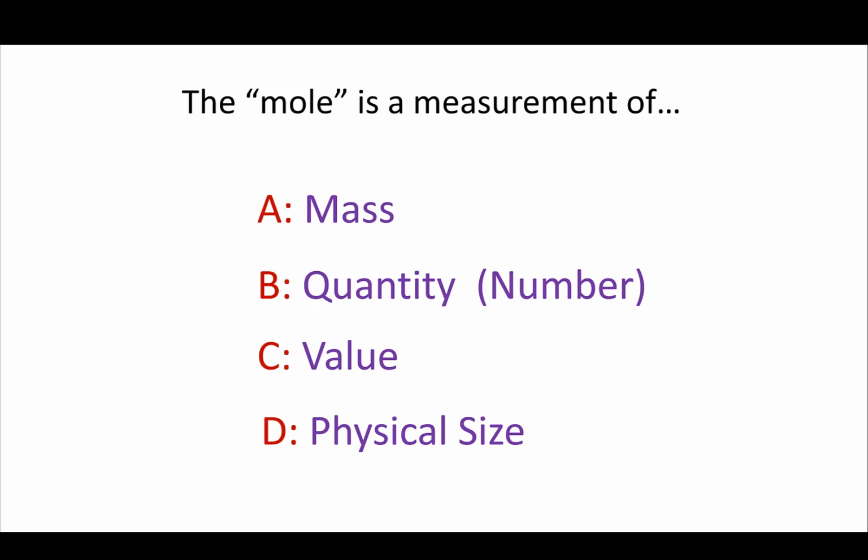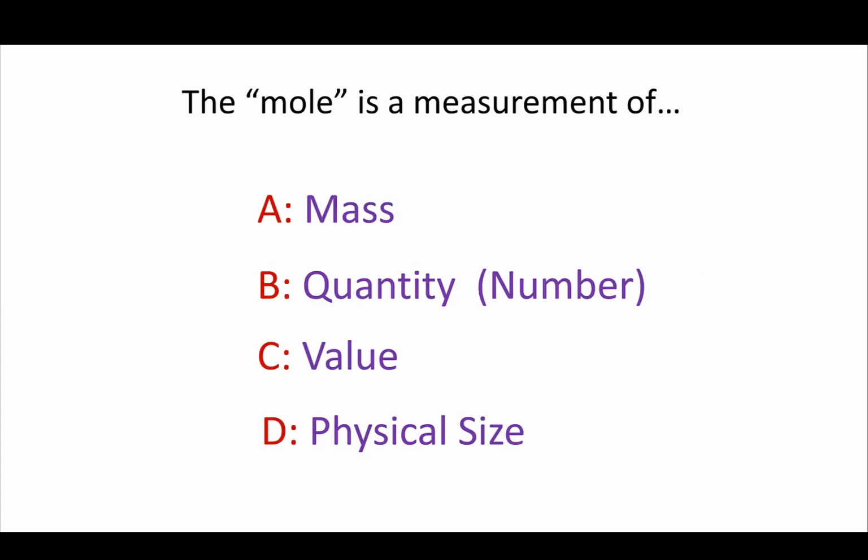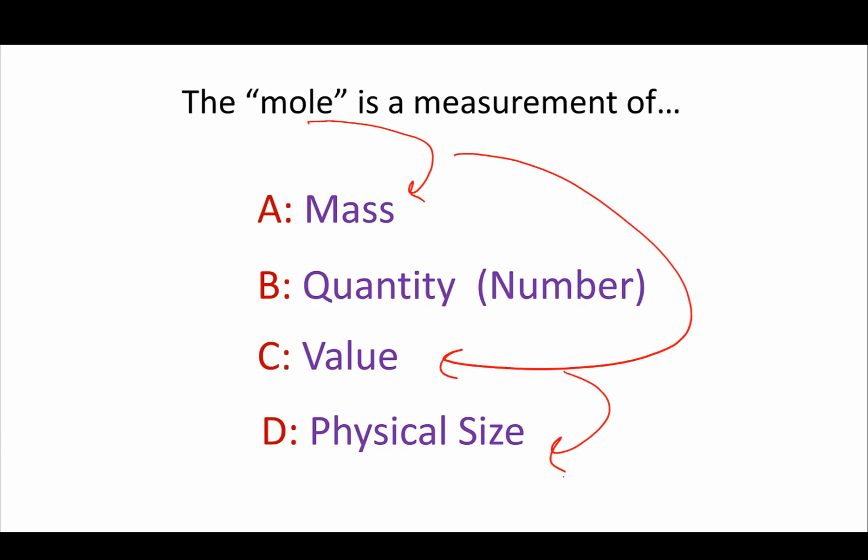First, the mole is a measurement of what? Is it a measurement of mass, quantity or number, value, or physical size? Well, a mole just tells you how many things you have. It is a measurement of quantity, specifically the quantity 602 billion trillion. So it measures number. Now, a mole of something will have a particular mass, and it will have a particular value and a particular size, but a mole of apples is going to have a different mass than a mole of hydrogen. So mole itself is not a measurement of mass, even though a mole of something can have a mass. Mole itself is a measurement of pure number.